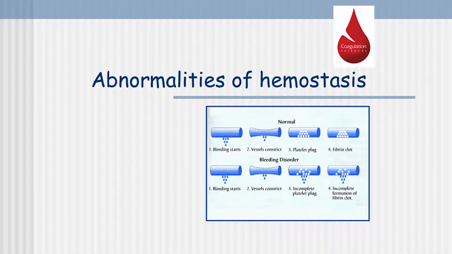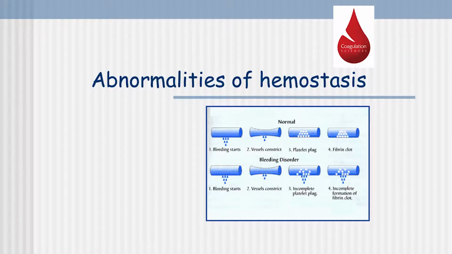Okay? Now, there are sometimes abnormalities in blood clotting. So here we are looking at the normal bleeding. And once bleeding starts, the blood vessel will constrict, leading to vasoconstriction. So you can see here that the blood vessel has constricted, and then platelets will come to form the platelet plug, and that will lead to fibrin clots.